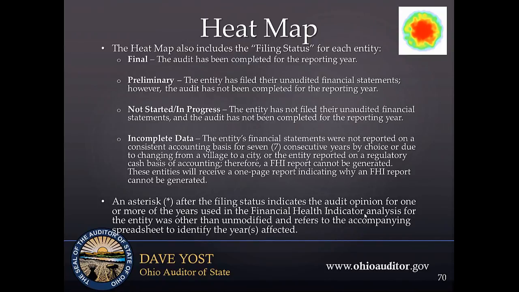The heat map also includes a filing status for each entity. If the filing status is indicated as final, it means the audit has been completed for that reporting year. A preliminary filing status indicates that the entity has filed their unaudited financial statements, however, the audit has not been completed for that filing year. A not started or in progress status means that the entity has not filed their unaudited financial statements and the audit has not been completed for the reporting year.